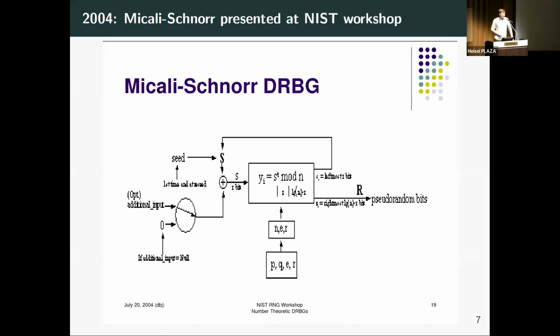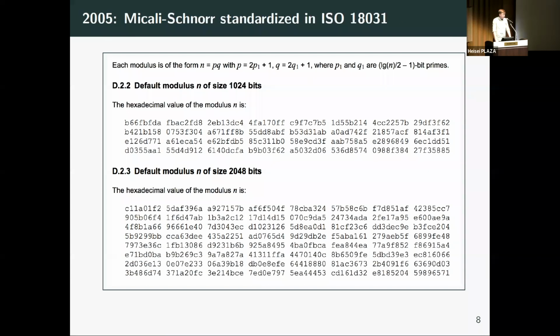The important thing to take away here is that Micali-Schnorr is based on asymmetric cryptography, specifically RSA. In spite of the poor performance, Micali-Schnorr was ultimately standardized in ISO 18031, and as part of the standard, it includes these pre-generated RSA moduli. And think about that. Why would a standard need to include a pre-generated RSA modulus? What happens if you know the factorization?